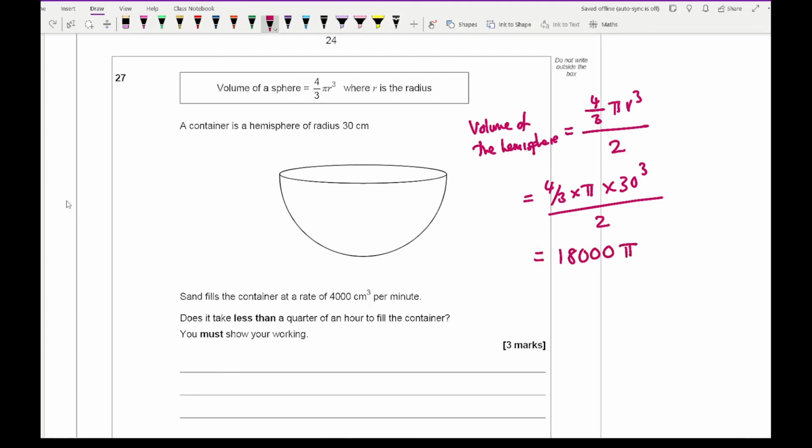Now what I want to do is divide that by 40,000, because that's the rate at which it fills. And that gives me an answer of 14.1 minutes. Now, 14.1 is less than 15 minutes, which is a quarter of an hour. So the answer is yes, it does.